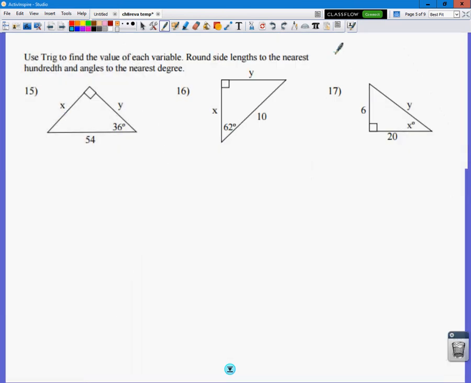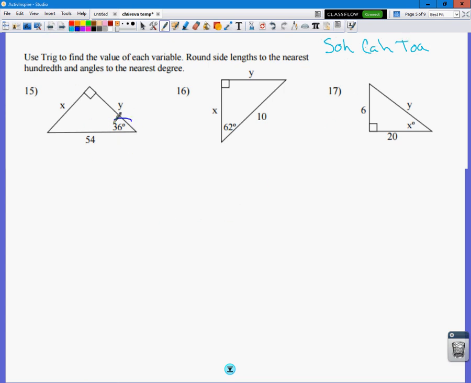All of the remaining problems are based off of this. SOHCAHTOA. We're going to start at an acute angle, and we are going to determine which pieces they've given us: opposite over hypotenuse, adjacent over hypotenuse, or opposite over adjacent. And it's going to give us sine, cosine, or tangent.